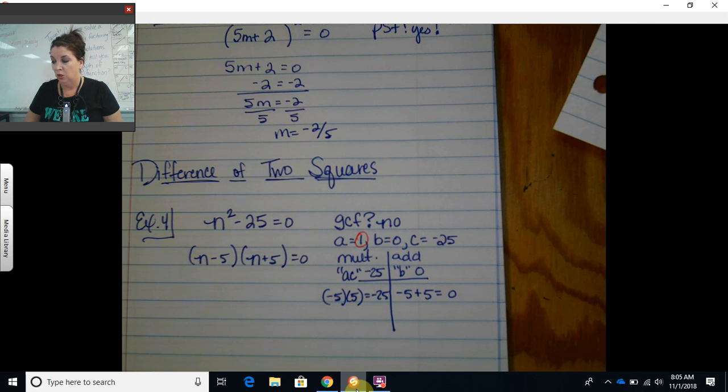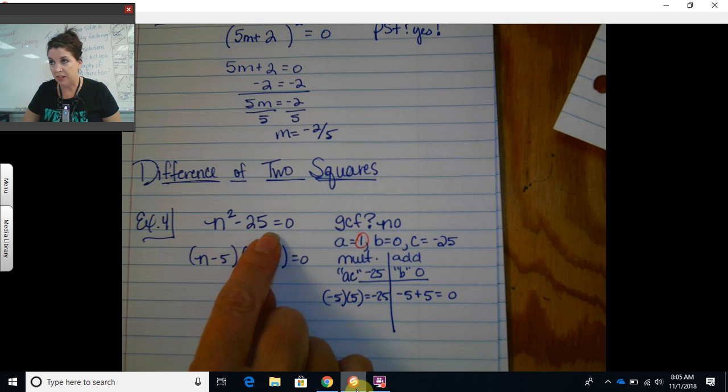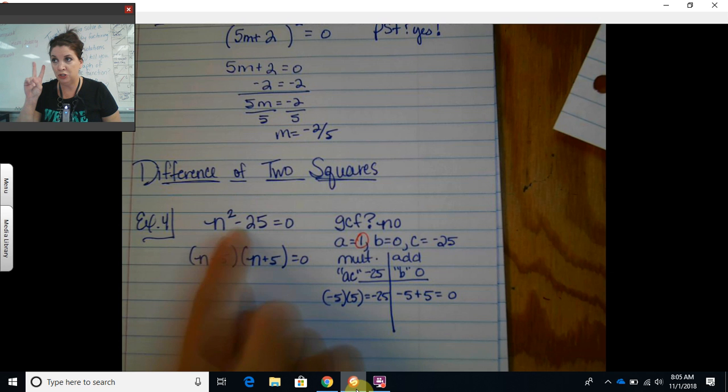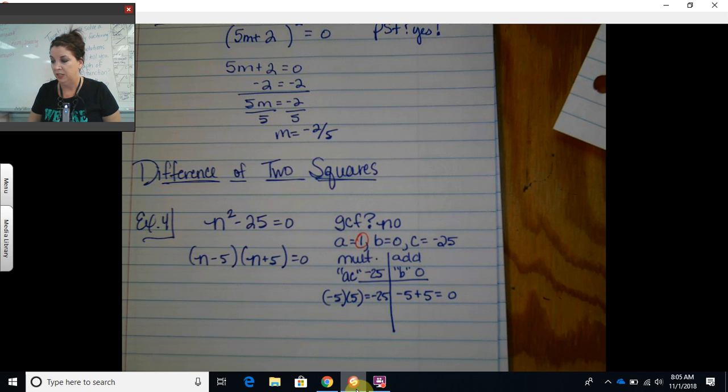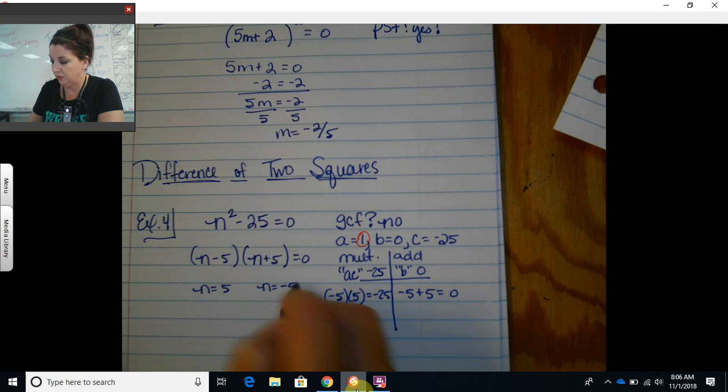But what it is, do you notice the first term is a perfect square and the last term's a perfect square, and there's a minus sign in the middle, and there's just two terms. It's a binomial, not a trinomial. If that's the case, this is called a difference of two squares, okay? Oh, and I forgot to solve this. If I set n minus 5 equal to 0, what would n equal? 5. N plus 5 equal to 0, n would equal negative 5.